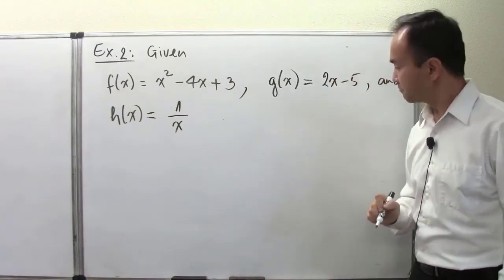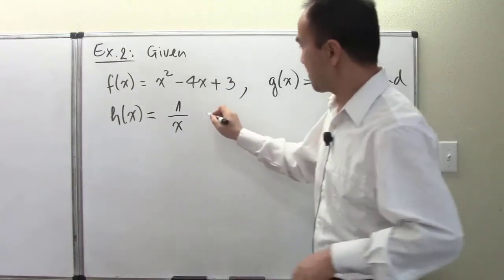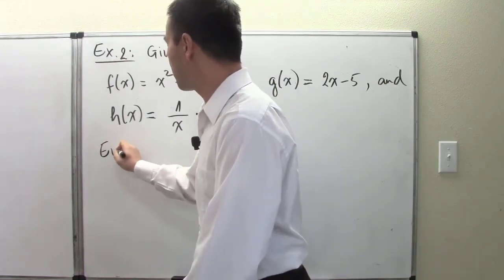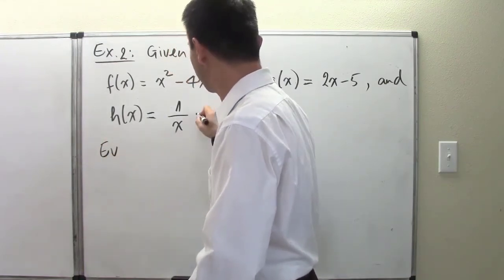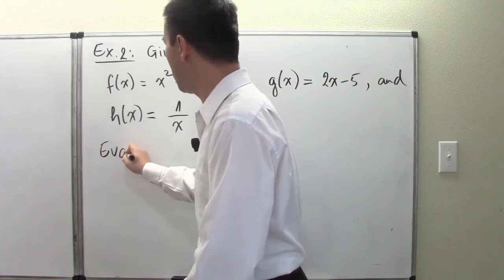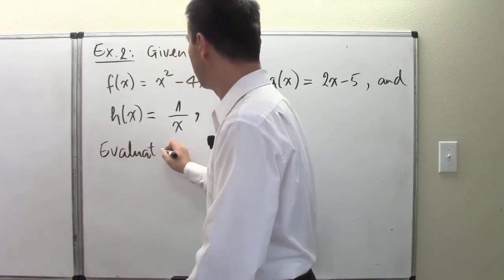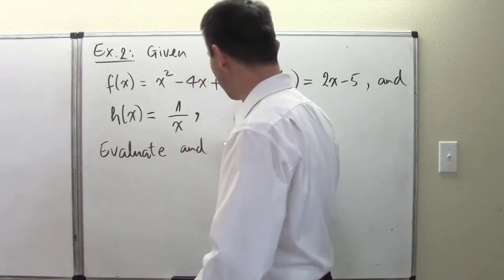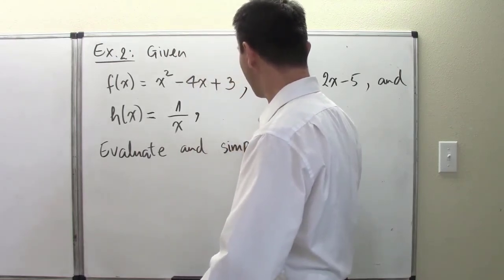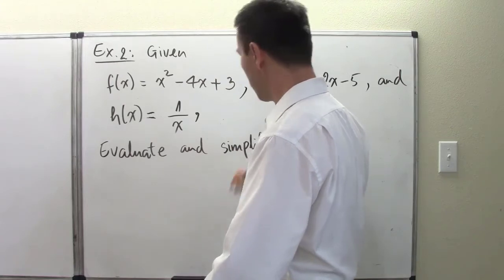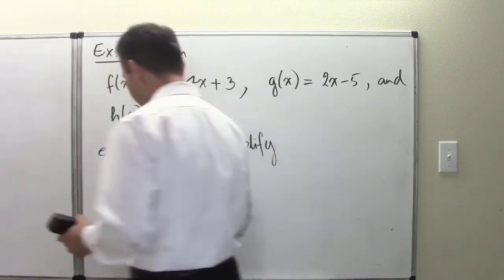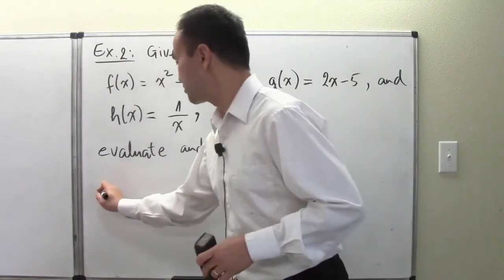All right, so once we have these functions given, again the instruction of the problem is as follows. We want to evaluate and simplify. All right, evaluate and simplify. So now here we go, part A.